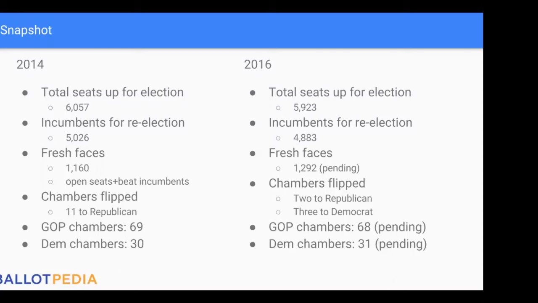In 2016, we also have the total number of seats up for election, as well as the total number of incumbents facing re-election. These elections took place in 86 of the 99 state legislative chambers across the nation. As of now, more than 1,200 fresh faces have been elected to office, and that's a pending number, so be sure to check back at ballotpedia.org. We have chambers that flipped. We had 2 Republican chambers flipped and 3 chambers flipped to Democrat. So that leaves a total of 68 Republican chambers, that's a pending number, and 31 pending Democratic chambers.